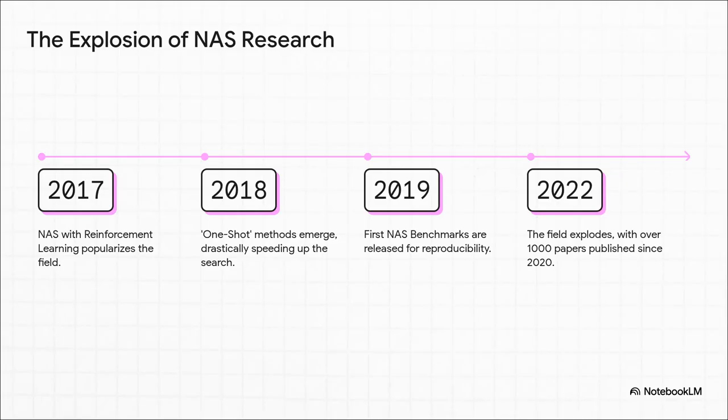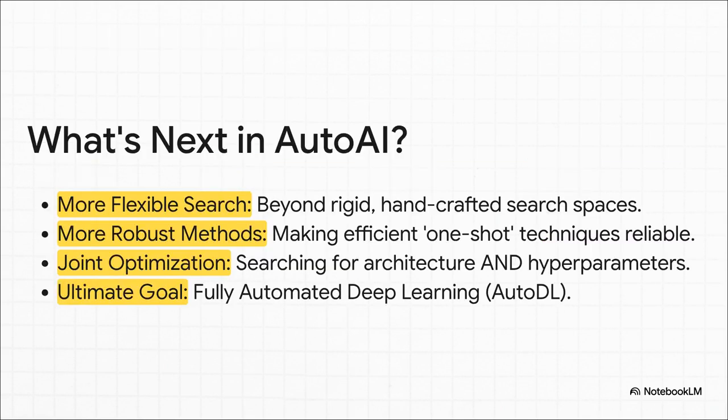And man, did the field take off. After that first big breakthrough, new ideas started popping up left and right. We got so-called one-shot methods that made things even faster. Then came standardized benchmarks, which was huge because it meant researchers could finally compare their results apples to apples. All of this laid the groundwork for a research explosion. I mean, we're talking over 1,000 new papers on this topic since 2020. It's just incredible.